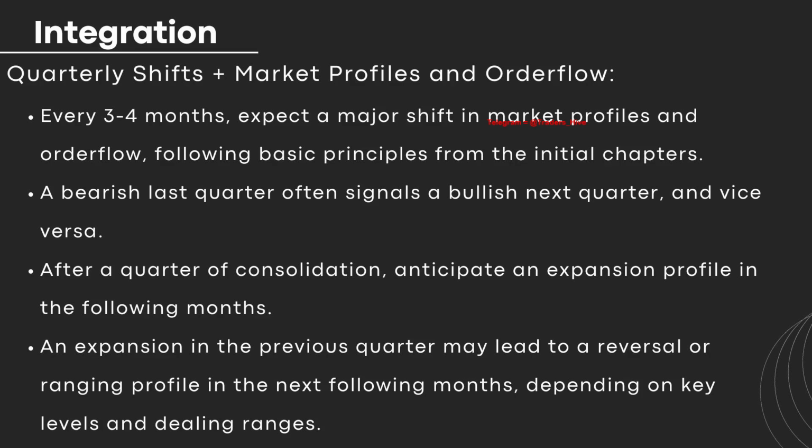Now, we know that every 3 to 4 months there is a quarterly shift in market profiles and structure, and the whole dynamics of price action transitions and shifts to another framework. While anticipating the next market profile or structure order flow, we'll be using the same basic principles of each concept. For example, if the last 3 months have been bearish, then the next few months will be bullish, meaning we'll have a bullish next quarter, and vice versa. If the last 3 months have been a consolidation or a ranging profile, then we can expect the next 3 months to be an expansion profile.